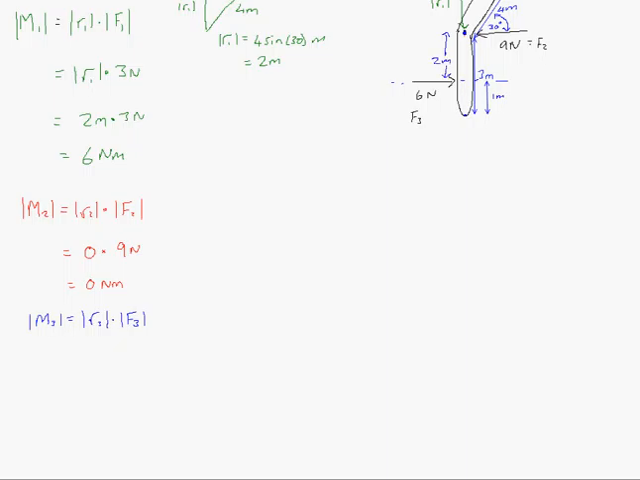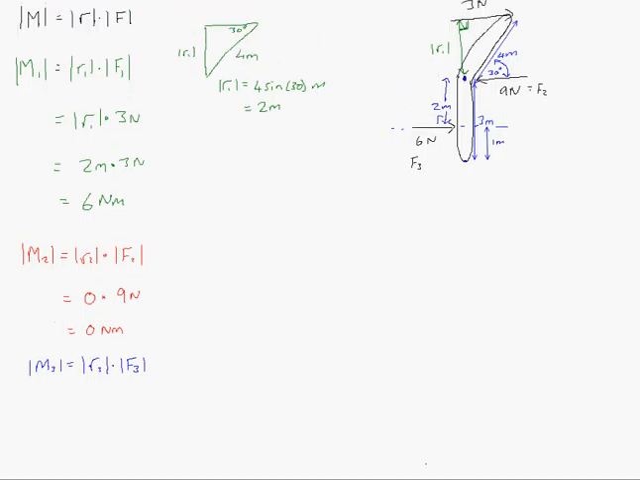Notice that it's perpendicular as well. As a result, we can rewrite this as the magnitude of our moment 3 is going to be equal to 2 meters multiplied by our force, which is 6 newtons. And that's going to be equal to 12 Newton meters.